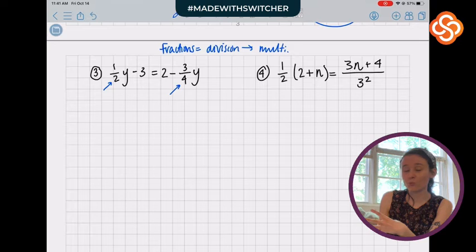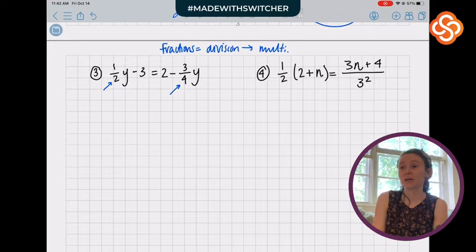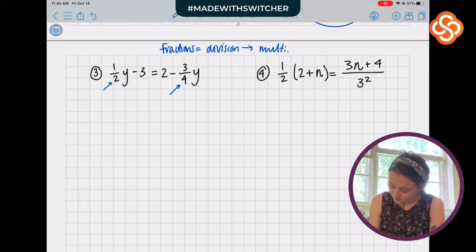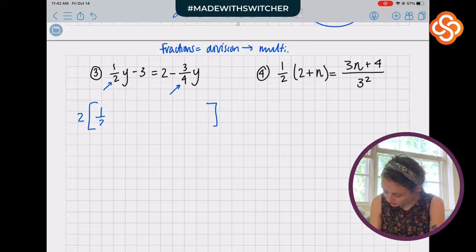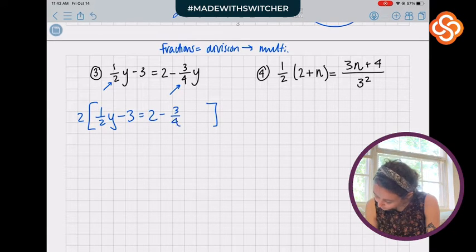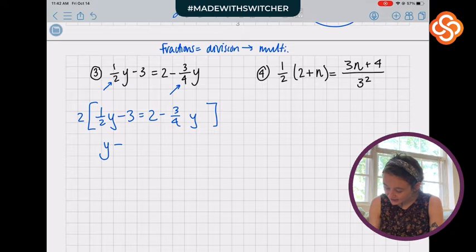You're going to need to figure out which fraction to use, but usually you go for the one that has the greater number. If I multiply by 2, let me try that actually. I'm going to multiply everything by 2. 2 times 1/2 y minus 3 equals 2 minus 3 over 4 over y. So 2 times 1/2 is 1. Those cancel, so I get y minus 3.